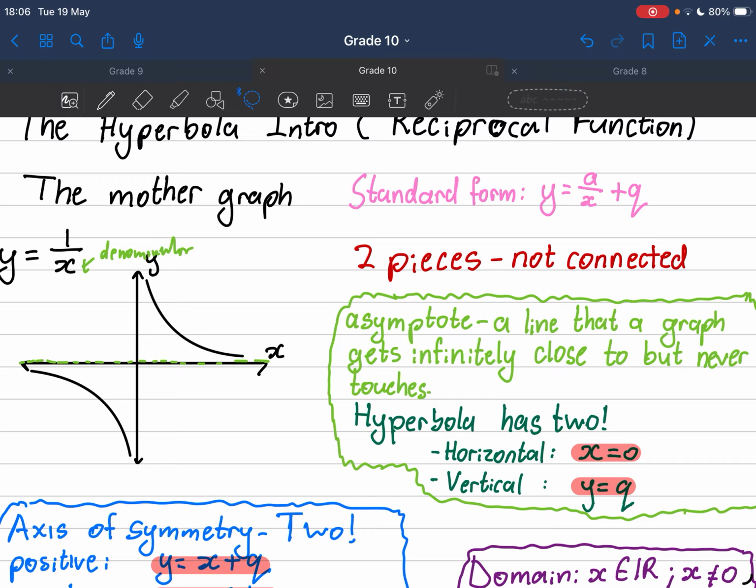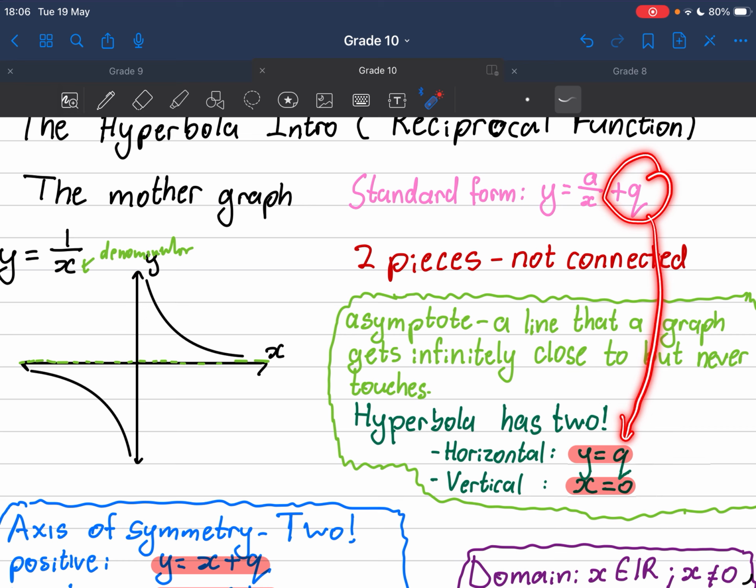The equation of this asymptote is going to be y is equal to q. Alright, so I did make a mistake here. This goes over there and this goes over there. So your horizontal asymptote, this one here, is going to be given by the equation y is equal to q. The value of q comes straight from there. So if you know the value of q, you know the horizontal asymptote.